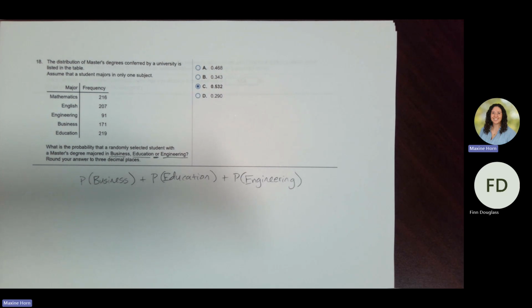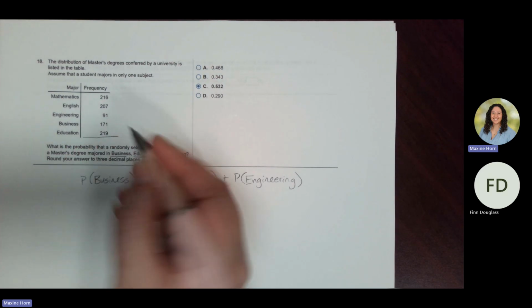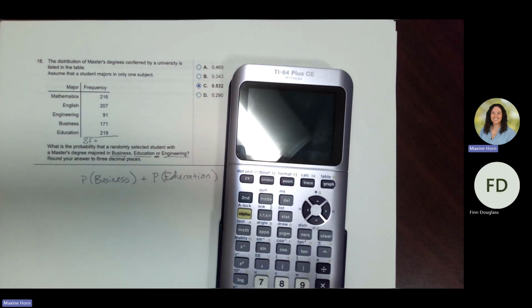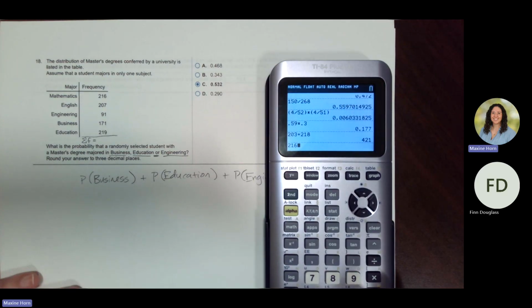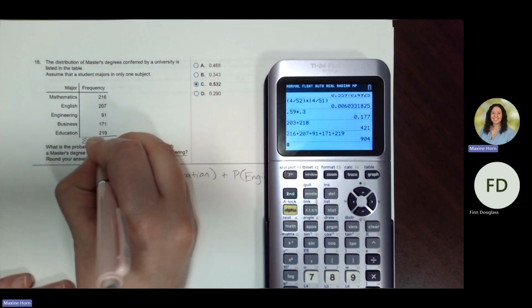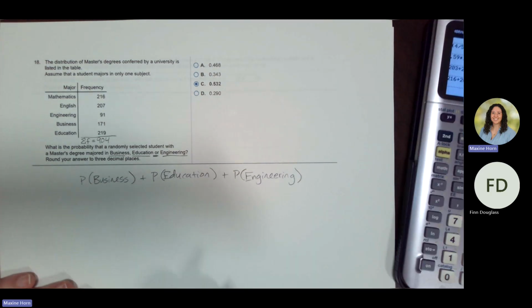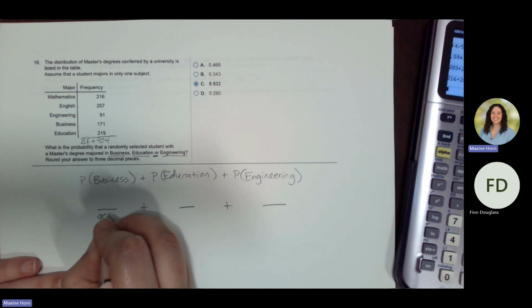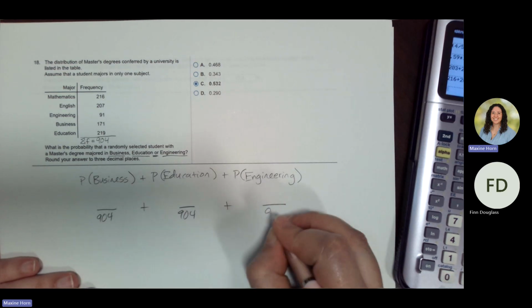All right, so let's find each of these probabilities. So again, the part over the whole, we need to know our sample space. They didn't tell us how many master's degrees were conferred total, so we have to do that calculation. We have to find the sum of the frequencies. So we're going to add all of these up. Okay, so we have 904 total master's degrees were conferred. Okay, so each of these fractions is going to have a denominator of 904, because that's our total.